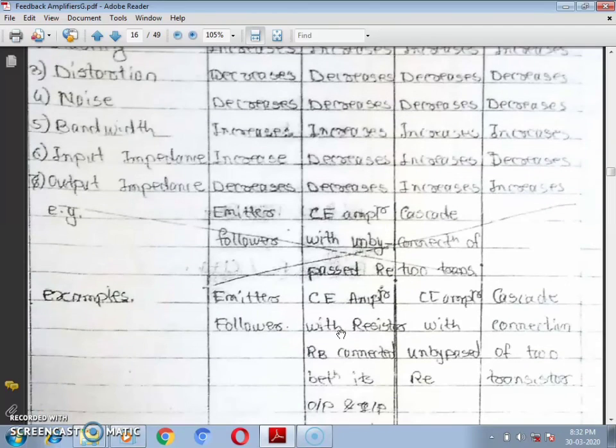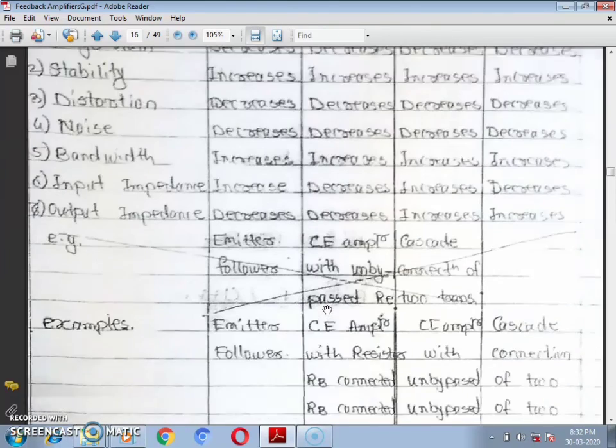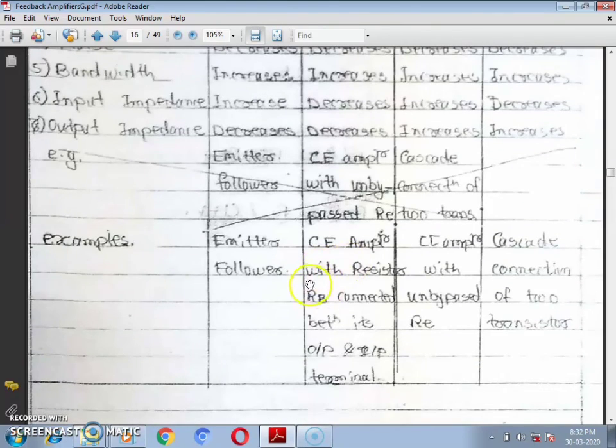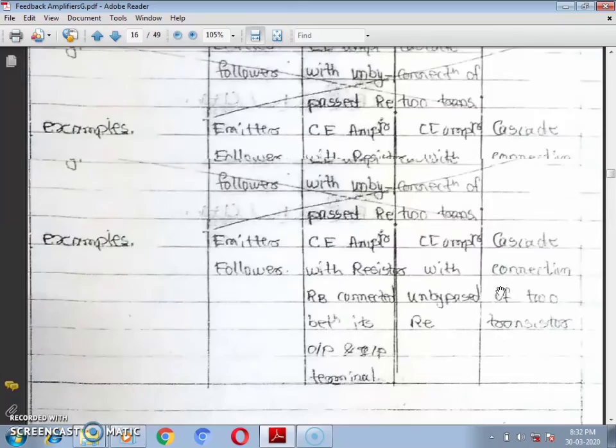The example of the voltage series feedback amplifier is the emitter follower. For the voltage shunt amplifier, it is a common emitter amplifier with a resistor RB connected between the input terminal and output terminal. The current series feedback amplifier is a common emitter amplifier with an unbypassed emitter resistor, and for current shunt, a cascade connection of two-stage amplifiers.